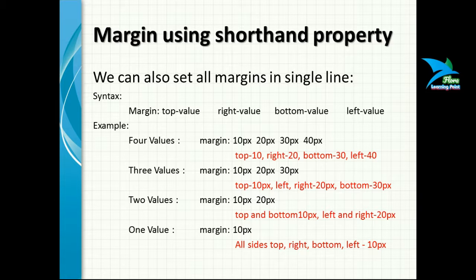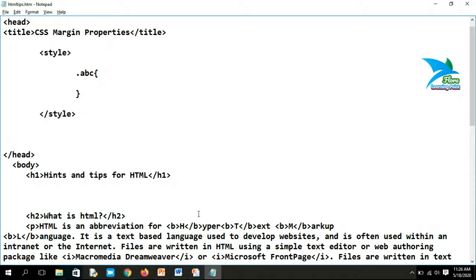then all the sides will be assigned 10px. That means the value for top, left, right, and bottom will be 10px. So let's start with how we can use the shorthand margin property. We have to specify margin colon. I'll use four values first.